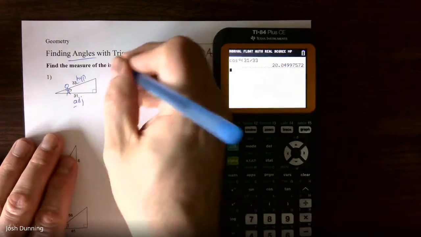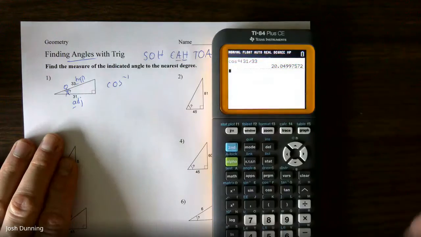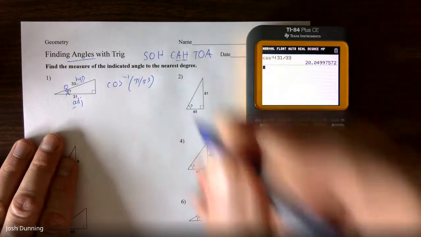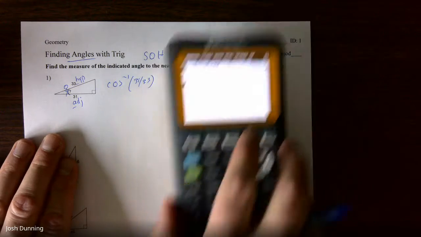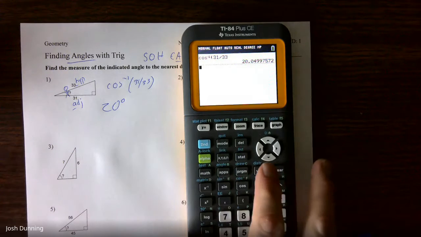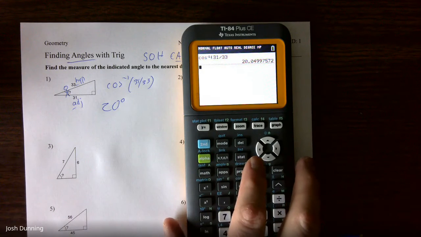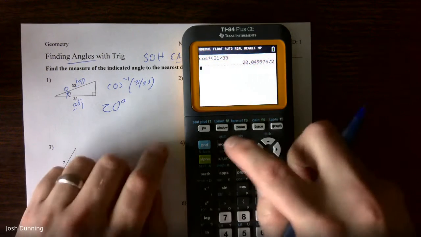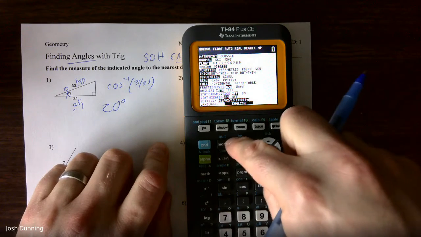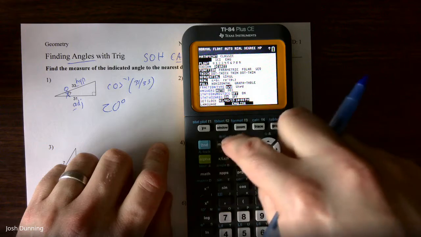So we got cosine -1, 31 over 33, and then just hit enter. Nearest degree, 20 degrees. And make sure your calculator's in degrees. You hit mode again for that, then to get out, second mode.